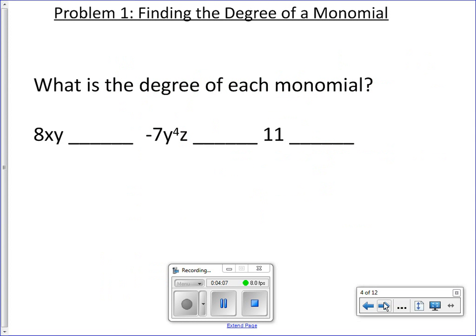All right, so problem 1, finding the degree of a monomial. What is the degree of each monomial? Well, 8xy, x and y each have an exponent of 1. 1 plus 1 is 2. All right, so it has a degree of 2. In our next example, negative 7y to the 4th z, z has an exponent of 1, and 4 plus 1 would give it a degree of 5. And 11 has a degree of 0, since 11 could be written as 11 times x to the 0 power.